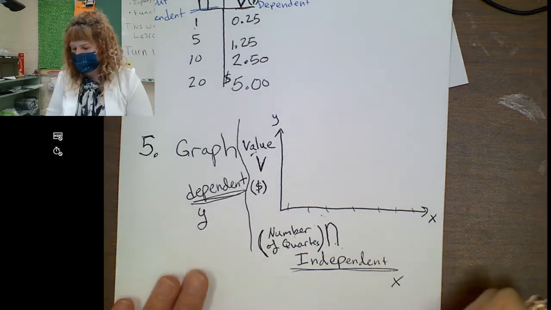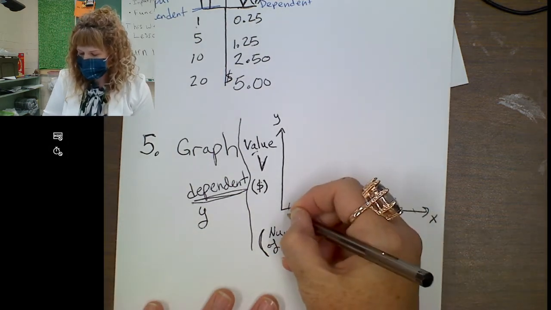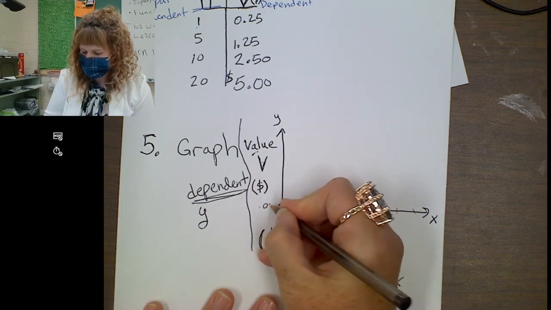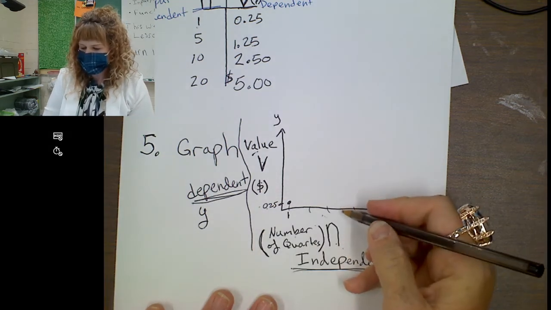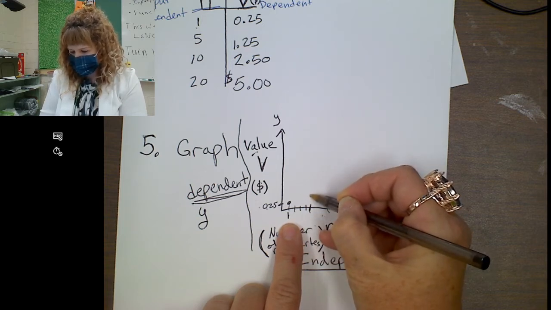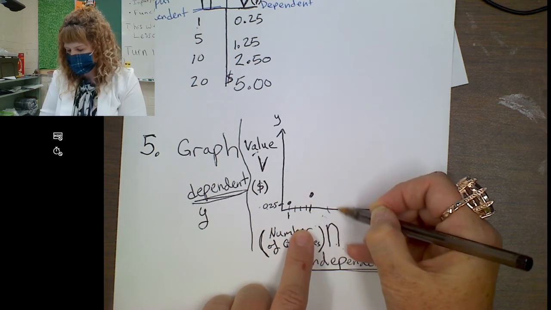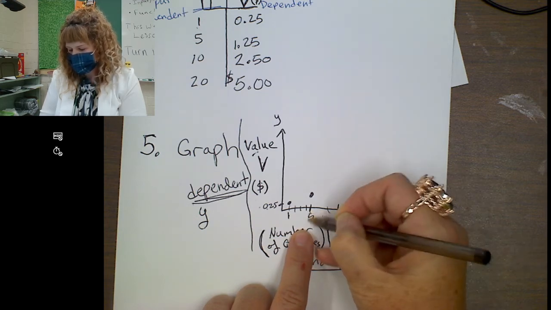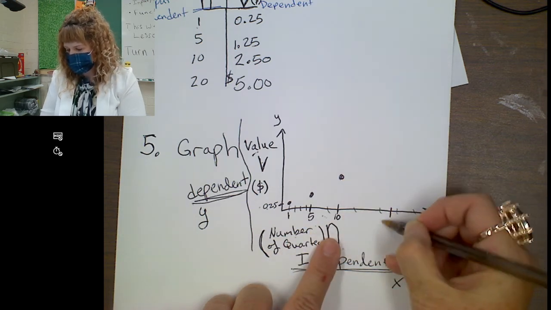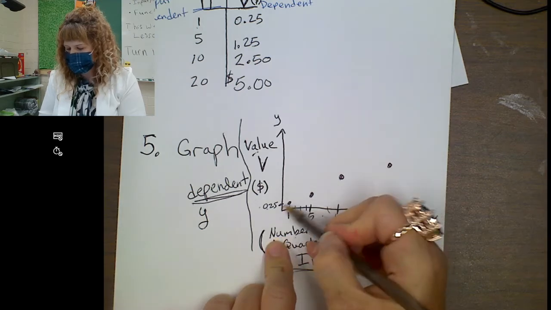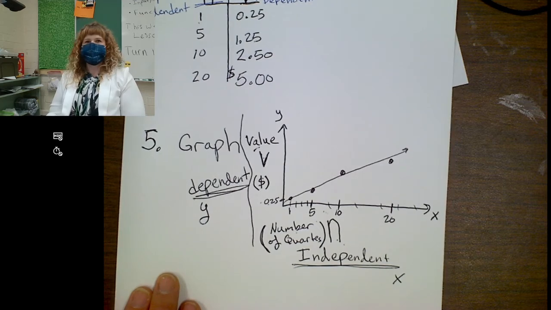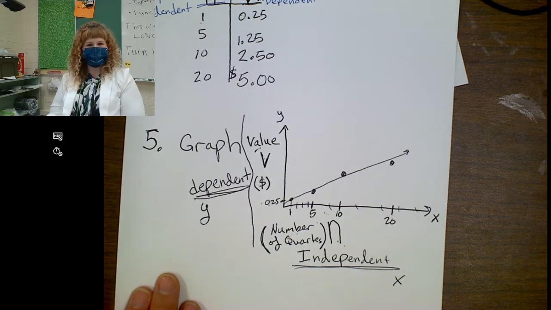Independent variable is X. So if you have 1 quarter, that's 25 cents. If you have 5 quarters, let's see, 1, 2, 3, 4, 5, it's $1.25. If you have 10 quarters, maybe that's here, you have $2.50. And if you have 20 quarters, maybe that's right here, you have $5. Here's a graph of this linear function. Phew, you guys did a good job taking all these notes nonstop.